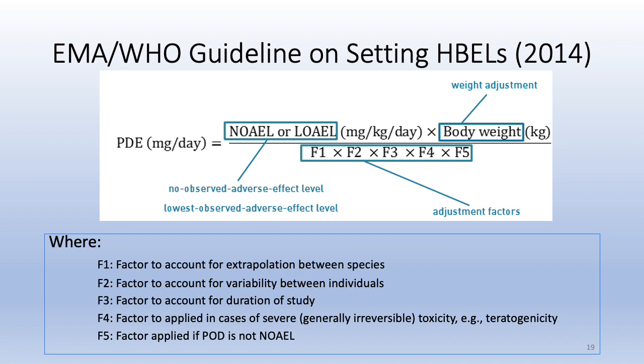And then there is another factor, which is F5, and this one is actually used when the point of departure, which is something that we shall talk about, I hope, maybe in another lecture, is not a NOAEL. Like if you look at that formula, you have NOAEL or LOEL. So if the value that you're using at the top is a LOEL value, then you have to account for it by giving it a certain value on F5. So basically, I think this is the formula which is currently being used and is probably the most important one at the moment.